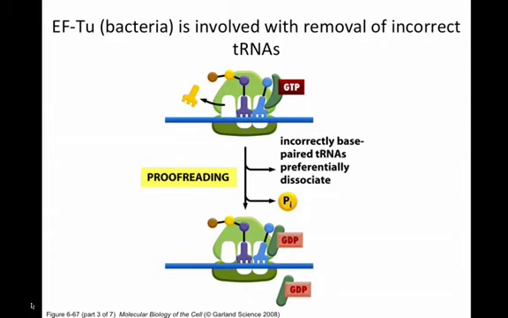And if you have correct codon-anticodon base pairing, then you're going to have GTP hydrolysis, which will allow for a conformational change in the EF-Tu and then dissociation. Yes? Does each tRNA carry only one amino acid?